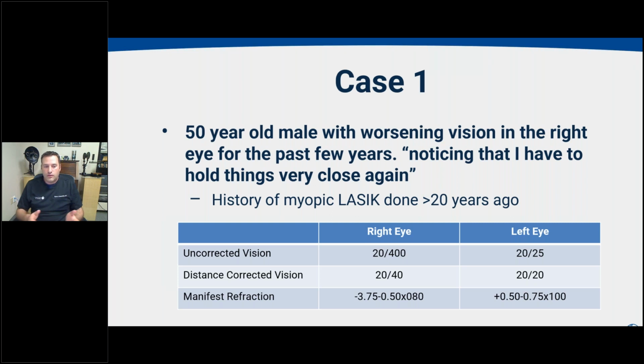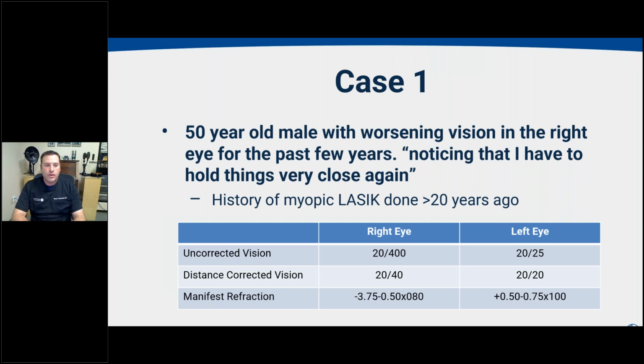So this first case has become a fairly typical case that we all see in our offices nowadays, as our first wave of LASIK patients are becoming of age to develop cataracts. Now this patient is on the younger side, so cataract is not necessarily the first thing on your mind. But this was a 50-year-old male who came to our office complaining of worsening vision in his right eye. He said it's been worsening over the past few years, and he's noticed that he can bring things really close to his eye and see them much better, but his distance vision has really deteriorated in that eye. And even the close vision, he says, is not as good as it was just a couple of years ago.